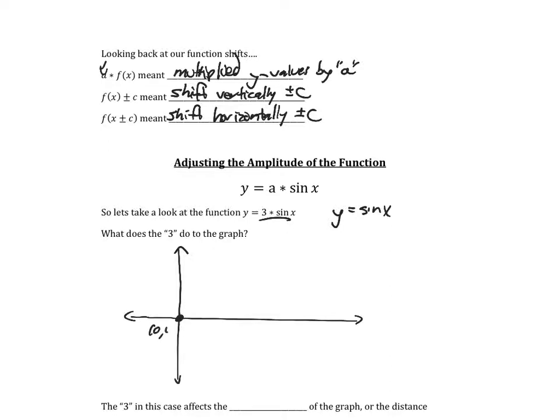So I know I have a point of (0, 0). I know I have a max point of (90, 1). And I have a point here of (180, 0). I know I have a min point. Okay, I have (270, -1), and then I have my last point of (360, 0). So this is my sine function that we already plotted.